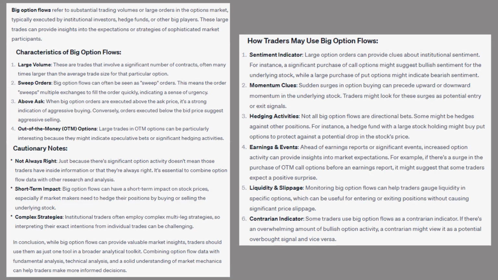Okay, but you have to remember at the end of the day, a lot of these hedge funds and institutions are managing billions and billions and billions of dollars, and so these really big option flows oftentimes can be a hedge.